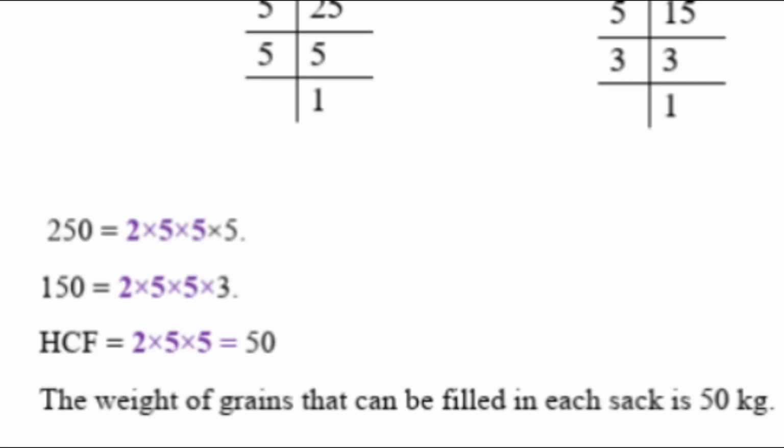After calculating the factors, we will take the multiplication of common factors. Product of common factors is GCF. So for 250 and 150, the common factors are 2 into 5 into 5. Hence the GCF is the product of common factors, that is 50. The weight of grains that can be filled in each sack is 50 kg.